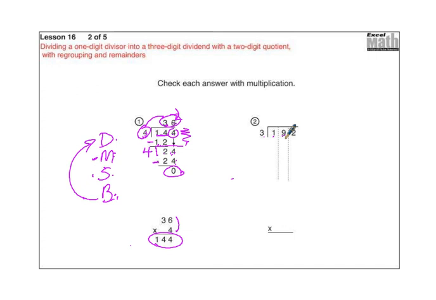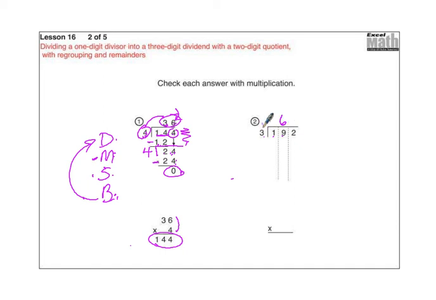I'm using my fingers right now. I'm going 3, 6, 9, 12, 15, 18, 21. Oops, that's too big. So I back up and I held up 6 fingers as I counted up to 18. So I'm going to put a 6 up here because 19 divided by 3 is 6.